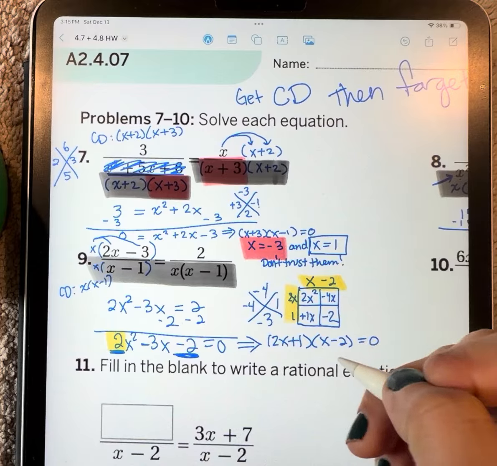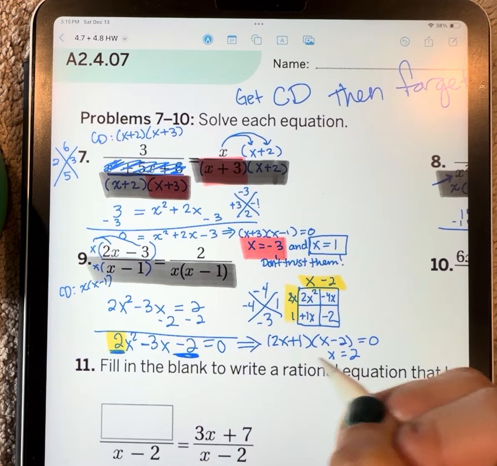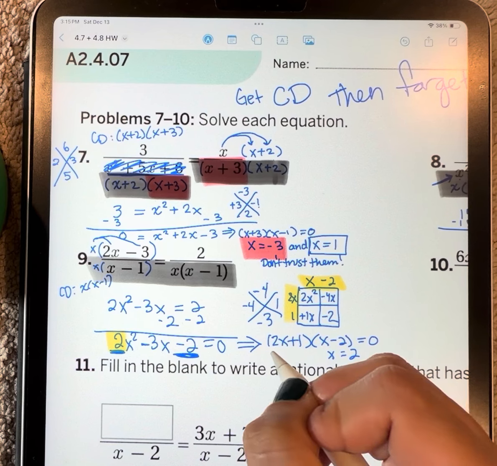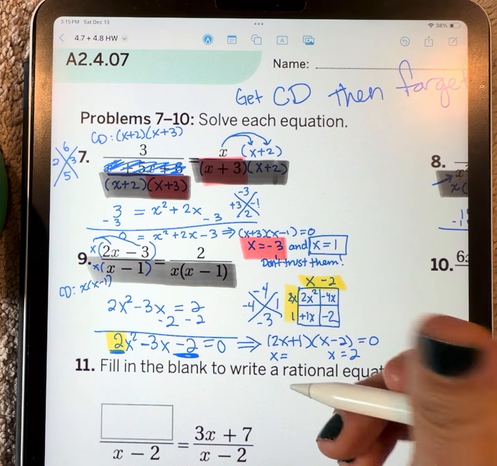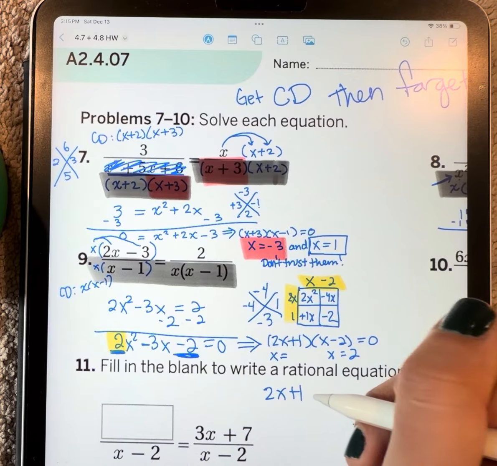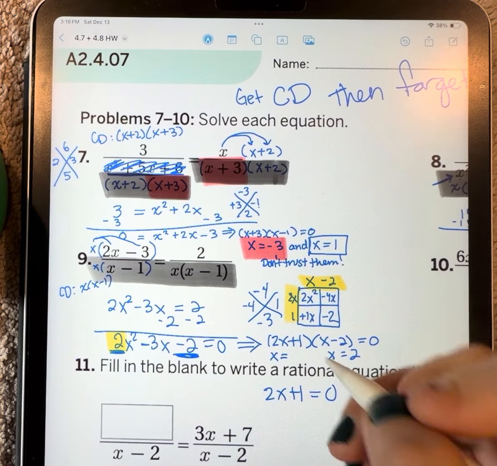Which means that either x equals 2, that's what I get from here, or in this one, do you remember my trick? Listen, if you're good at solving an equation, you don't need my trick. 2x plus 1 equals 0, solve it. Subtract the 1, divide the 2. Great practice.